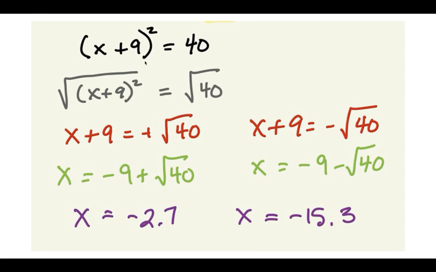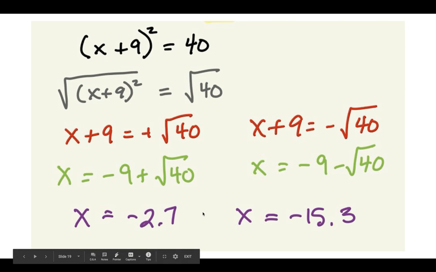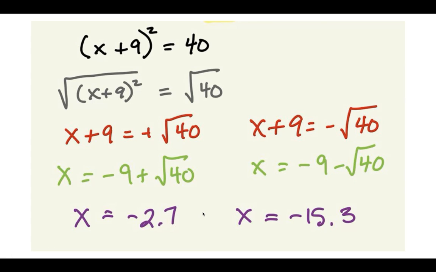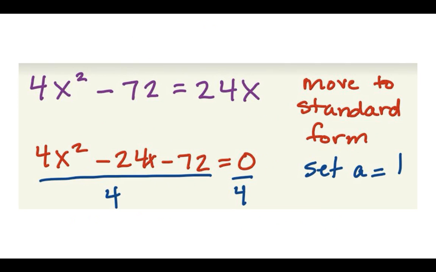Factor both sides, take the square root of both sides. Then I will end with x minus 9 plus the square root of 40, x minus 9 minus the square root of 40. Using my calculator, rounding carefully, I end with negative 2.7 and negative 15.3.